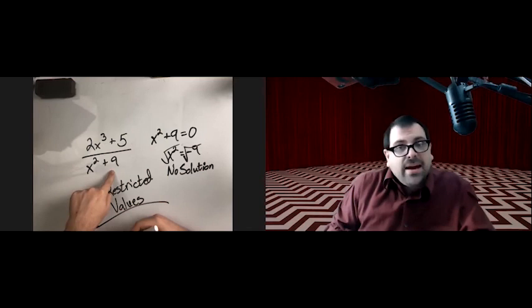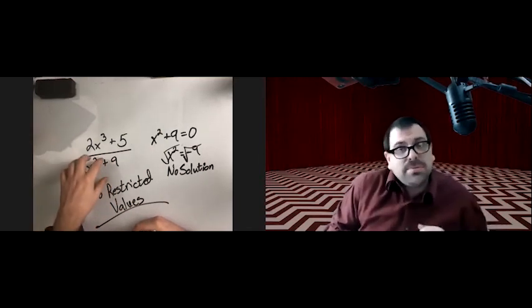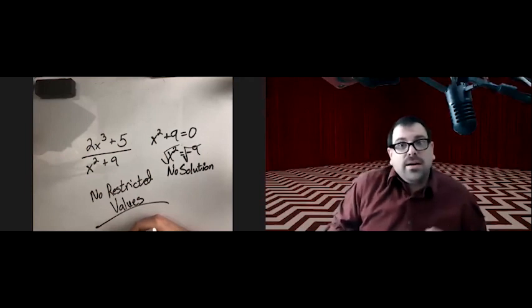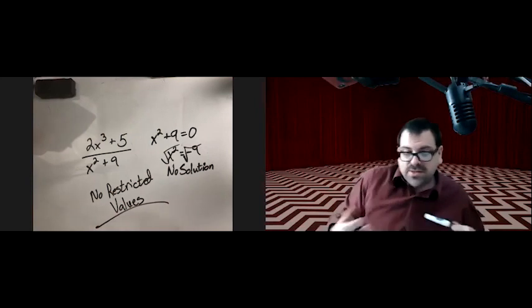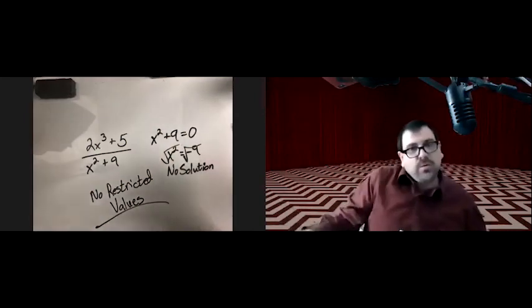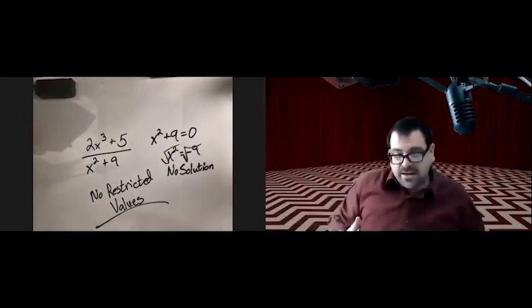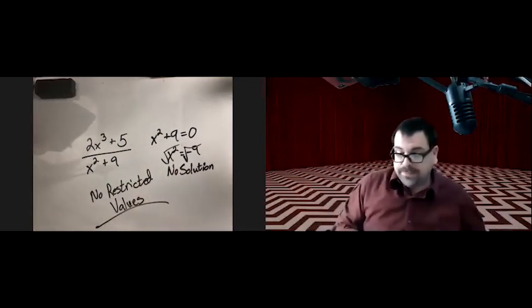But then we add 9. So the smallest that the bottom of this fraction could possibly be is 9. It can never be 0. So there's no restricted values. There's nothing that can make the bottom 0. And when we try to set it equal to 0 and solve, we would get no solution, because it's not possible to have 0 on the bottom here.